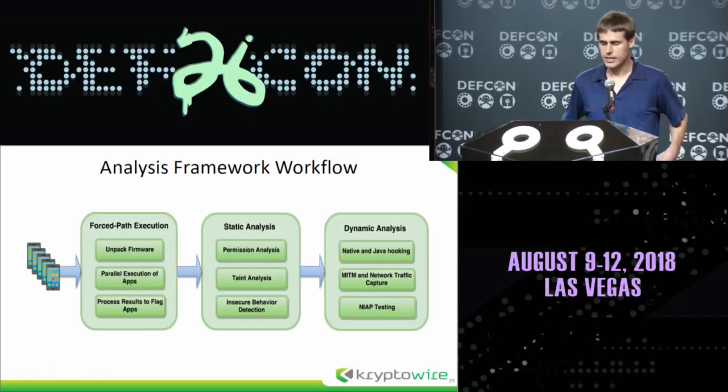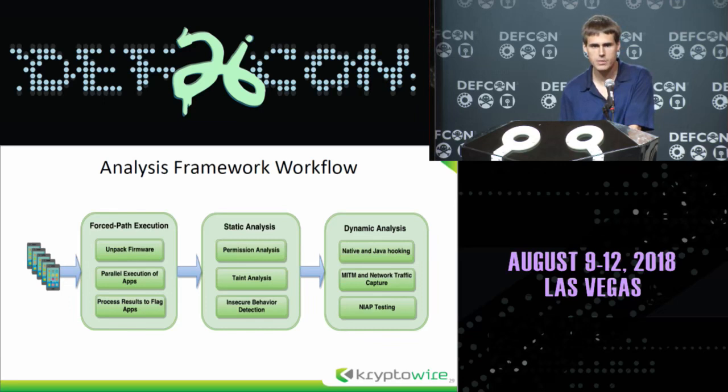So we have an analysis framework. We have something called force path execution, which will take a firmware, unpack it, and then process all of the apps in parallel. And the force path execution can actually force into certain branch constraints just in case there's any triggered functionality, to try and make the application show all of its behavior under any circumstances. We also do some static analysis, some chain analysis to see if there's any vulnerable flows, say, obtaining the user's text messages, to see if that flows to a network socket.